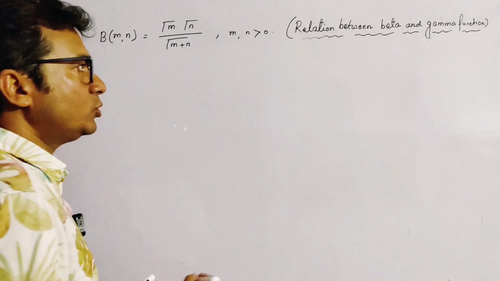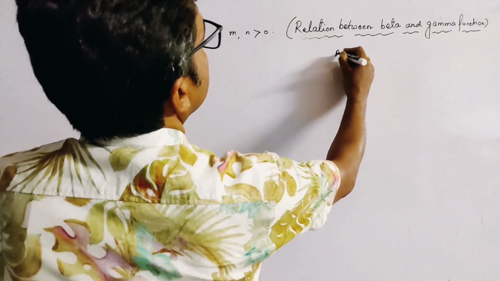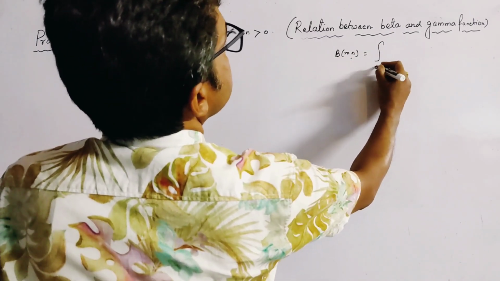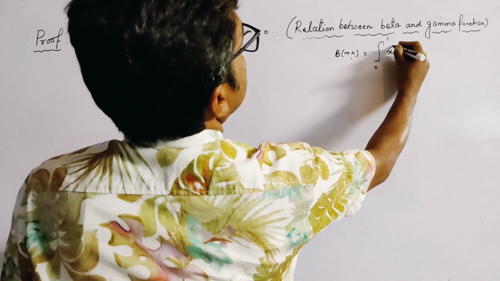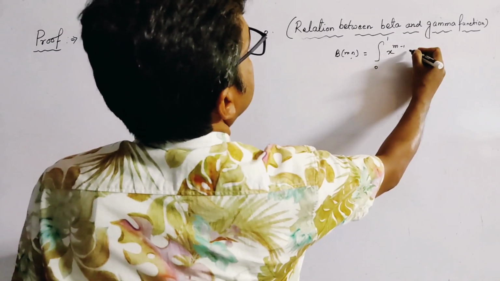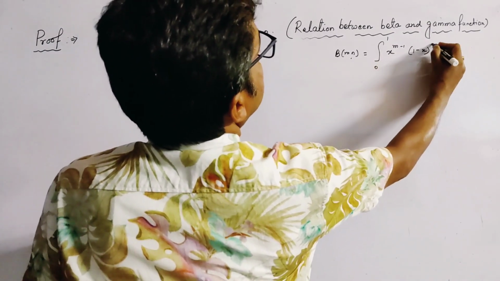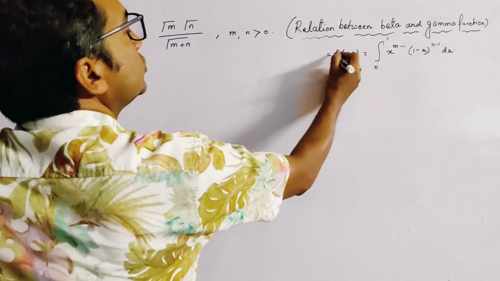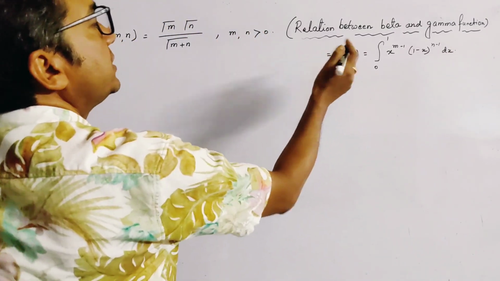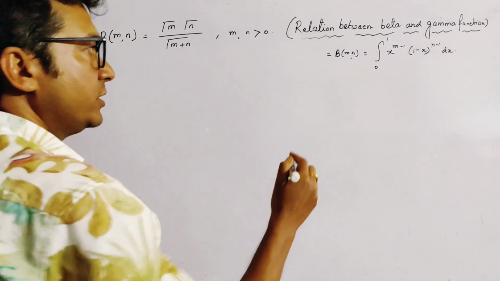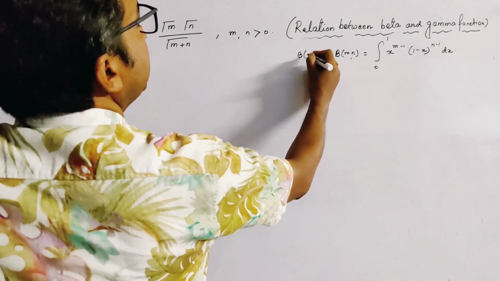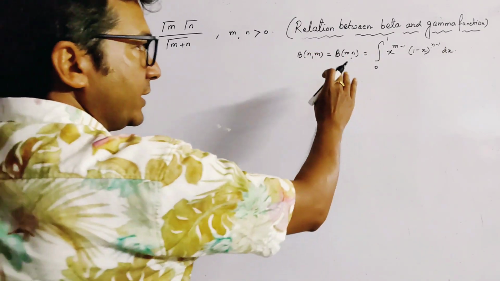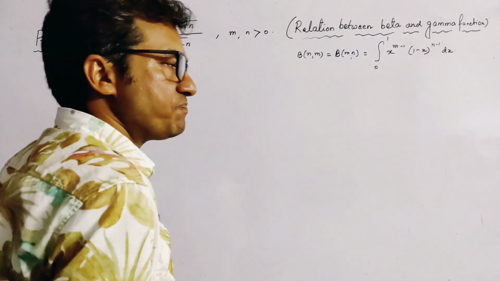Okay, we know that beta(m, n) is equal to integration 0 to 1 x to the power m minus 1 into 1 minus x to the power n minus 1 dx. Also we know that beta(m, n) is symmetric about m and n, that is beta(n, m) is equal to beta(m, n), and this is the same as this.